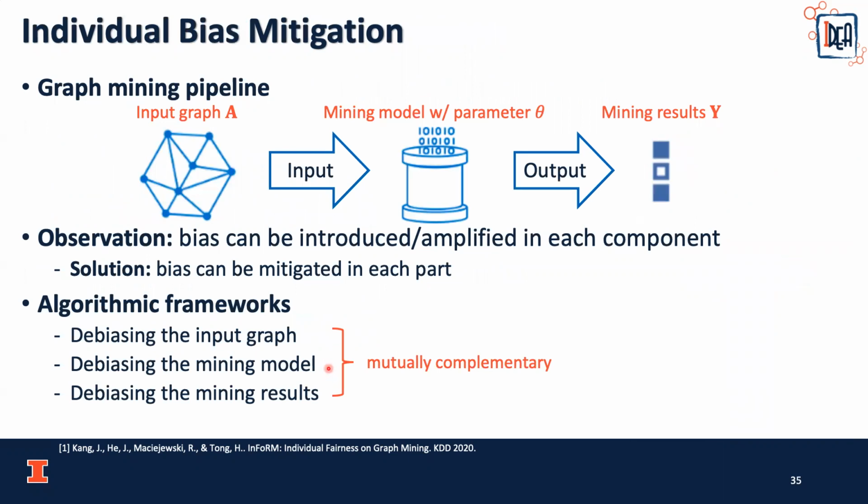To design these debiasing methods, let's take a look back at the graph mining pipeline. We can see that in this pipeline, we have three key components, which correspond to the input graph, the mining model, and the mining results. Naturally, we can mitigate the bias in each part as well, which leads to the design of three different debiasing algorithms: debiasing the input graph, debiasing the mining model, and debiasing the mining results.